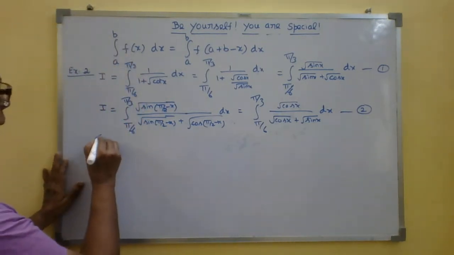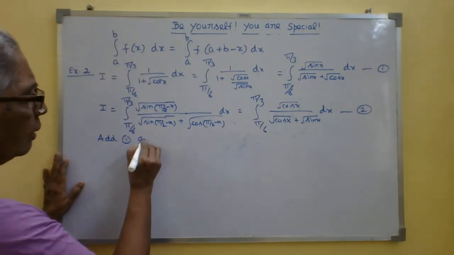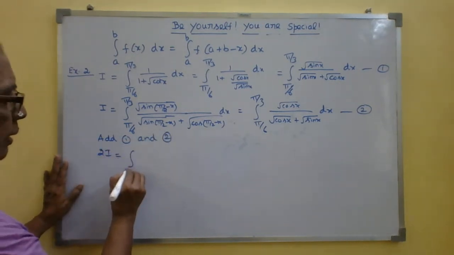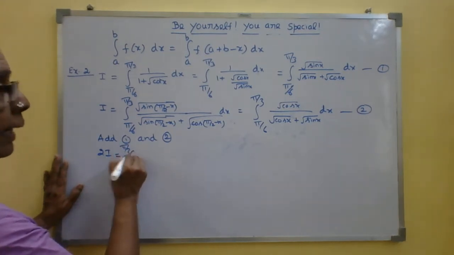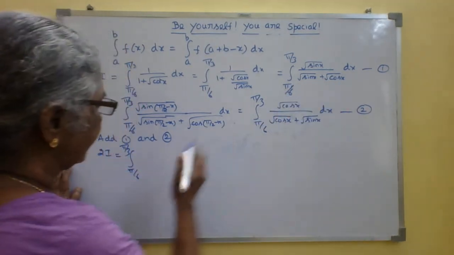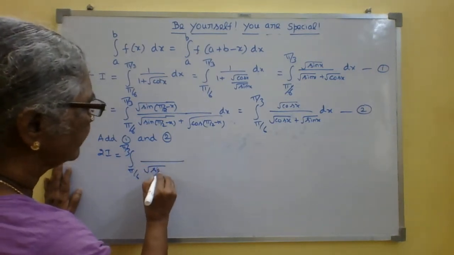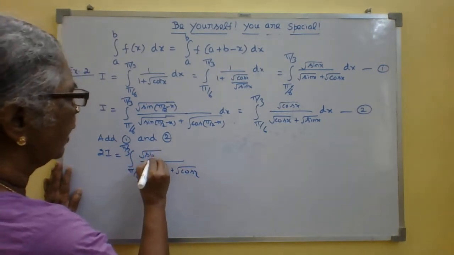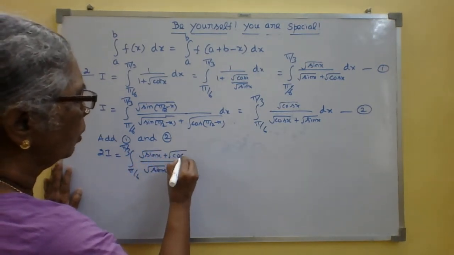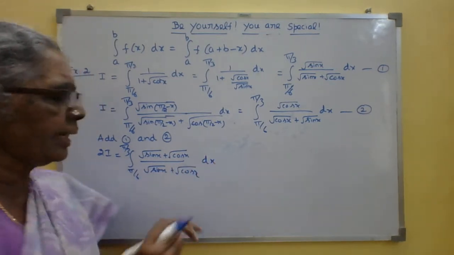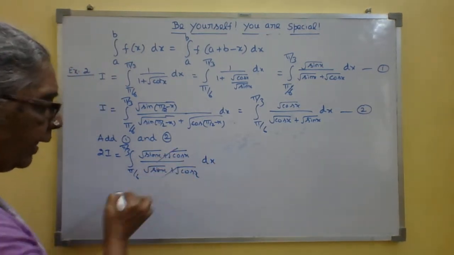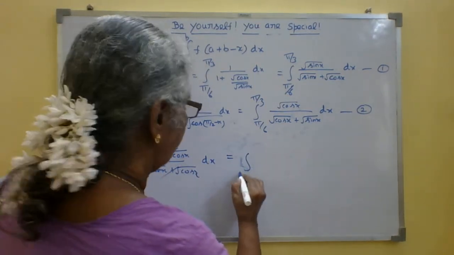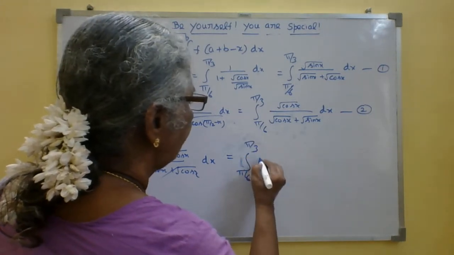Now let us add 1 and 2 as usual. Add 1 and 2, and you get 2I, which is equal to the integral from pi/6 to pi/3. See, the denominator is the same, so we will write root sin x plus root cos x. In the numerator, in the first one you have root sin x, in the second one you have root cos x, dx. Normally in these terms you will get the same, so they will get cancelled. So you are going to get only the integral from pi/6 to pi/3 dx.